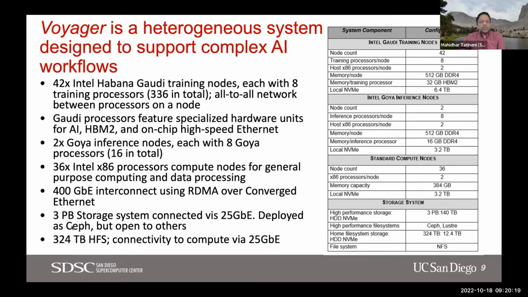In terms of storage, we have 3 petabytes of storage, connected via a 25 gigabit connection to each node, and this is deployed with Ceph right now. But as Amit mentioned, this is an experimental system and we're in the testbed phase, so we're open to reconfiguring some of the storage to be deployed in other ways. And we have a 300 plus terabyte home file system now, which is also available on all the nodes.